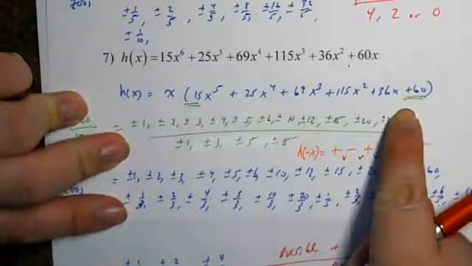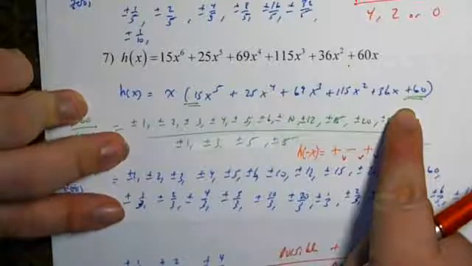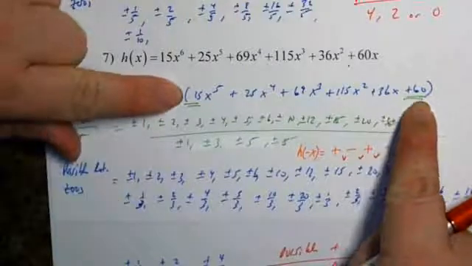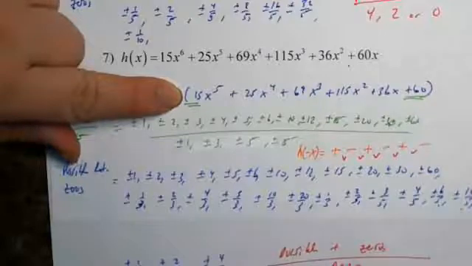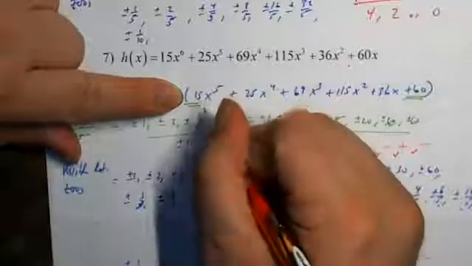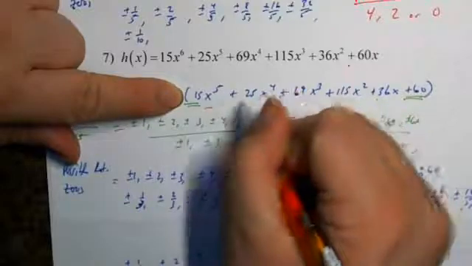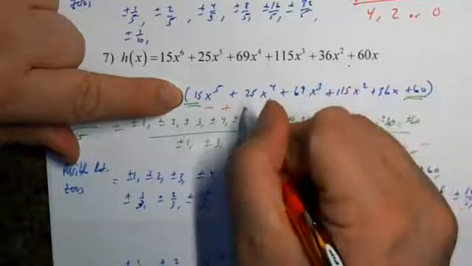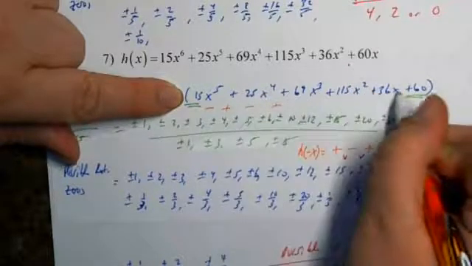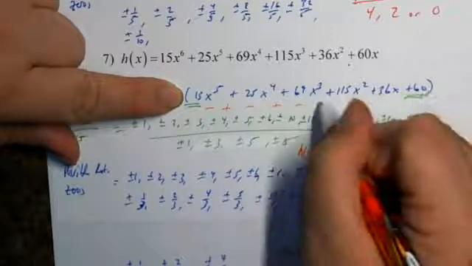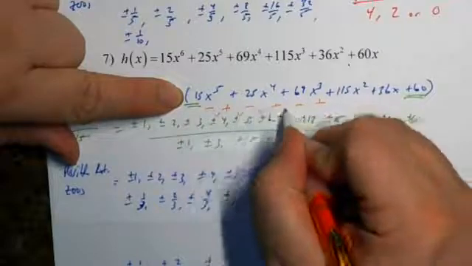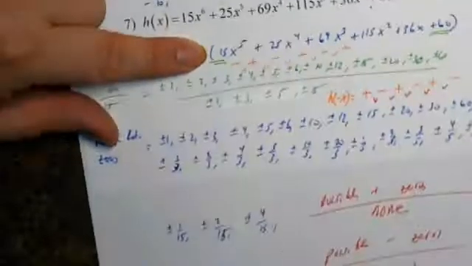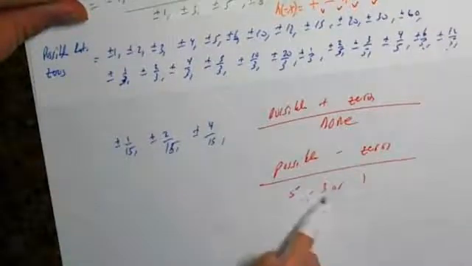Now, let's see, does it make a difference if we do it from here? Because that would probably be more appropriate from here. First of all, positive zeros. Does it make any difference? No. No sign changes. Let's try negative zeros. That becomes minus, stays the same. Minus, stays the same. Minus, stays the same. 1, 2, 3, 4, 5 sign changes. Same thing. 5, 3, or 1.